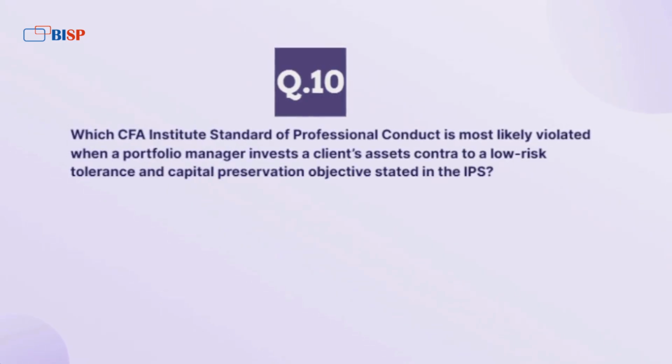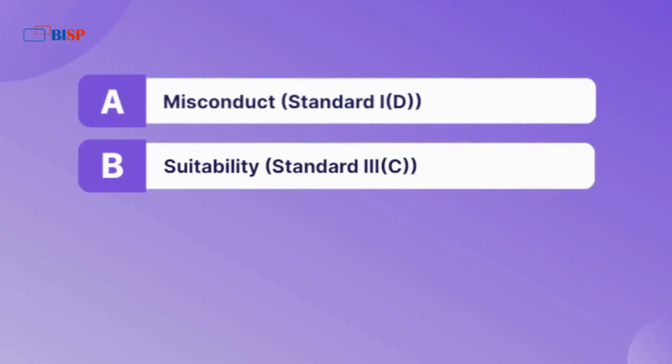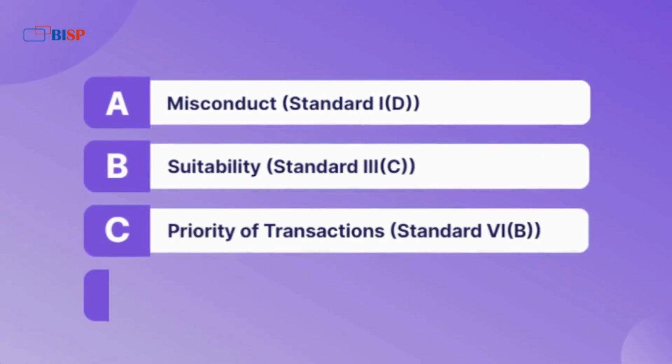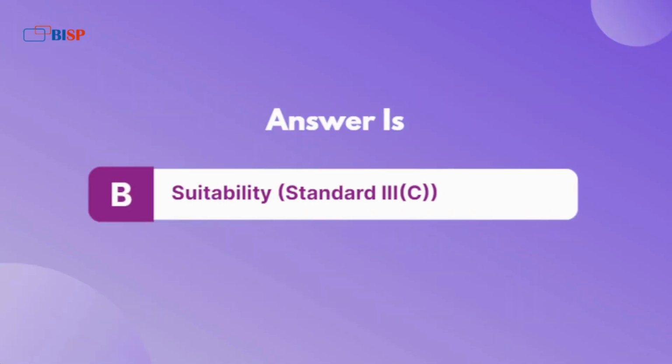Which CFA Institute standard of professional conduct is most likely violated when a portfolio manager invests a client's assets contrary to a low-risk tolerance and capital preservation objective stated in the IPS? A. Misconduct, Standard I, D. B. Suitability, Standard 3, C. C. Priority of transactions, Standard 6, B. D. None of the above. Answer is B. Suitability, Standard 3, C.